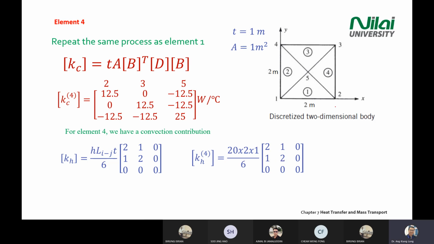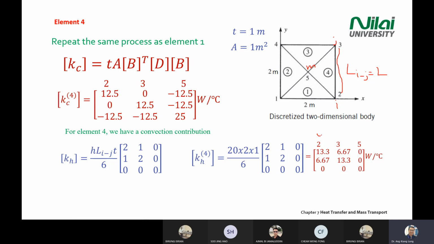How do you know it is IJ? You label accordingly. This is I, J, M. So you're looking at this L, minus I to J. So it's 2. Thickness given 1. And then the rest is just follow the standard number. So you will get a new H matrix there.